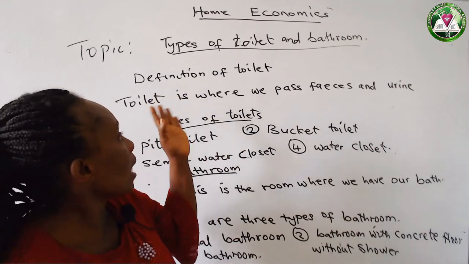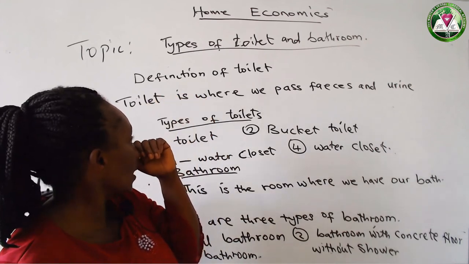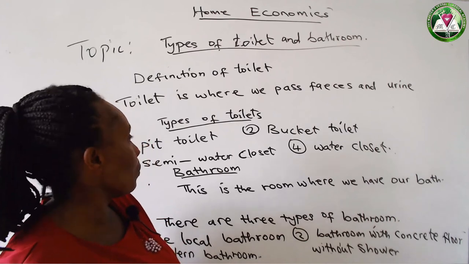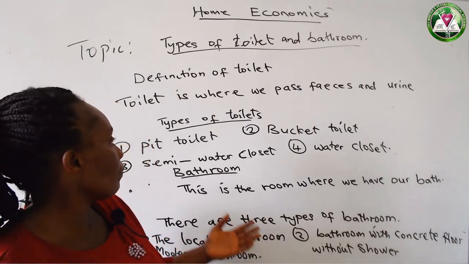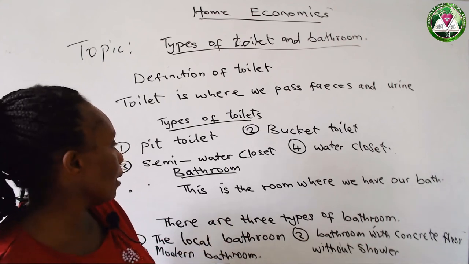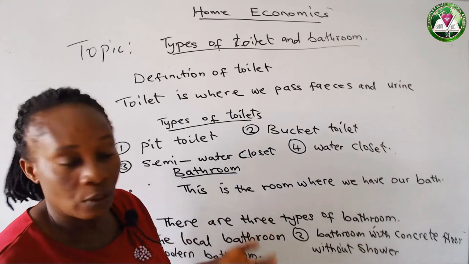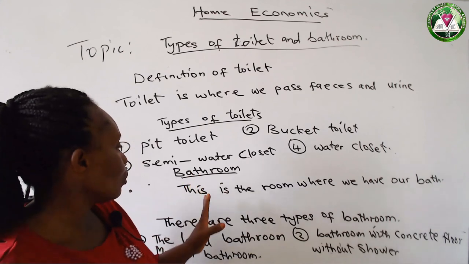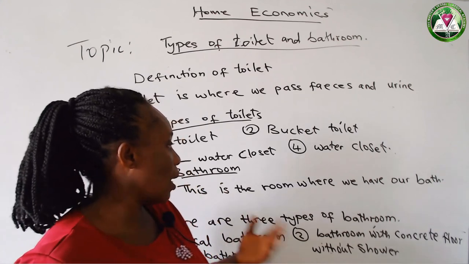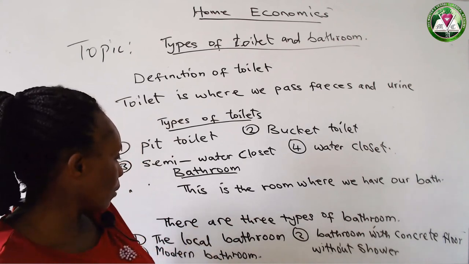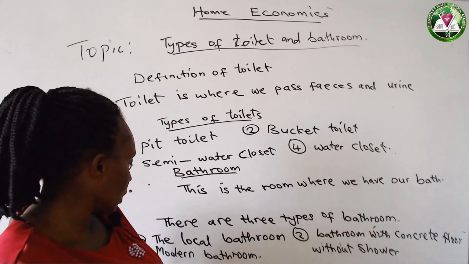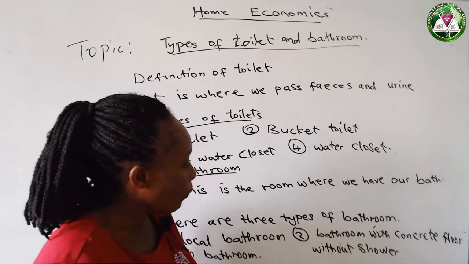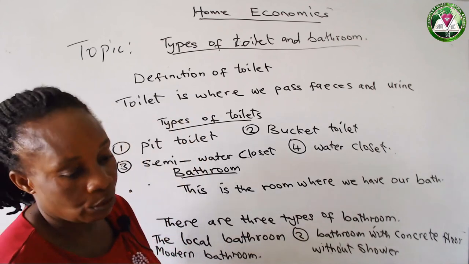Now, this will lead us to the summary. We have learned the types of toilets, and we defined the toilet as where we pass feces and urine. We mentioned the types of toilets: pit toilet, bucket toilet, semi-water closet, water closet. Then we defined the bedroom as the room where we have our bed. We mentioned three types of bedroom: local bedroom, bedroom with concrete floor without shower, and modern bedroom.